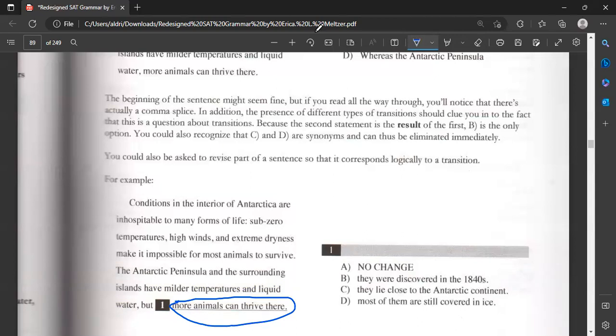C. Okay, so still on C. Okay, so "but they were discovered in the 1840s" is irrelevant to this passage, because that doesn't affect anything. "They lie close to the Antarctic continent." Okay, so we're looking at Antarctica conditions, and then we say they lie close to the Antarctic continent.